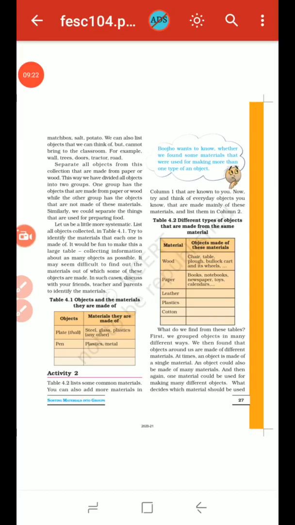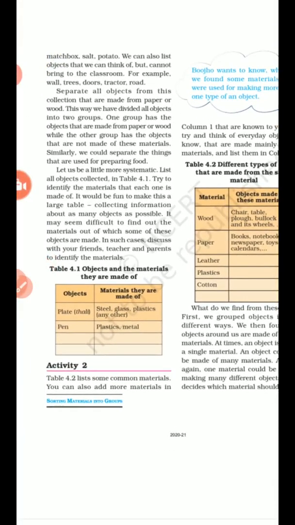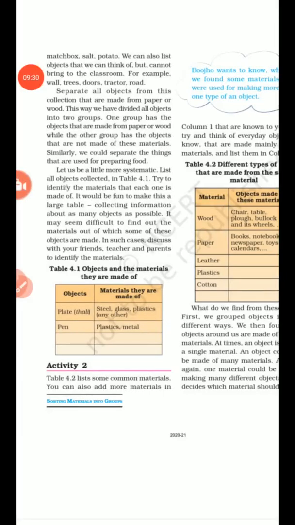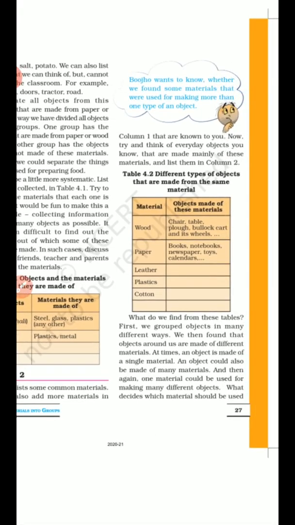So dear children, these are some objects and the materials they are made from. Now let's take a look at activity number 2. Table number 4.2 lists some common materials. You can also add more materials in column 1 that are known to you. Now try and think of everyday objects you know that are made mainly of these materials and list them in column 2.